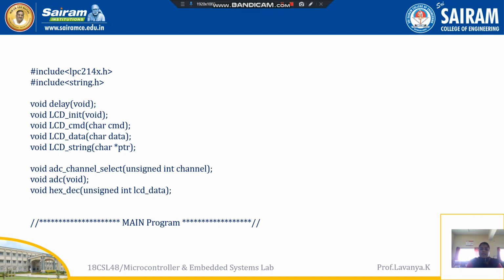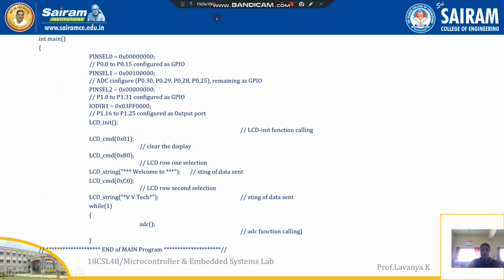The next thing I am going to initialize is two more functions: the ADC channel, that is the analog to digital conversion channel, as well as the hexadecimal to decimal function, which converts the hexadecimal into decimal numbers. So I am initializing these two functions along with the previous ones. Then I am going to move on to the main program now.